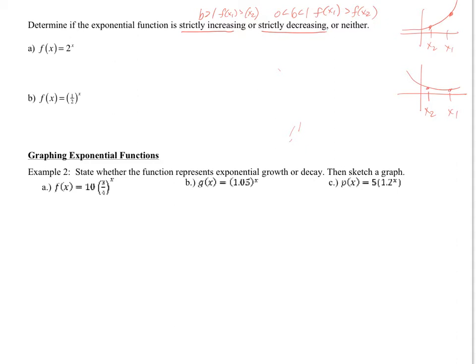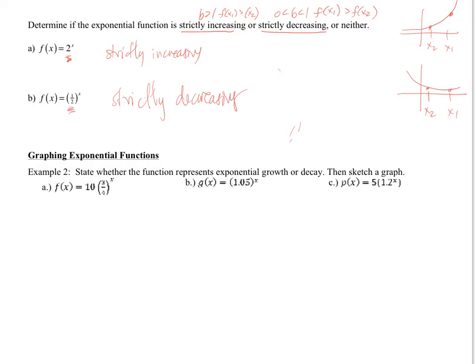So if we look at the first one, we see that the base is 2. Since the base is equal to 2, that's a value greater than 1, so it's strictly increasing. In the second example, we see that the base is a half, so this is strictly decreasing. And you could graph it to verify. So how do you go about graphing exponential functions? Well, first state whether it represents exponential growth or decay, and then sketch a graph.